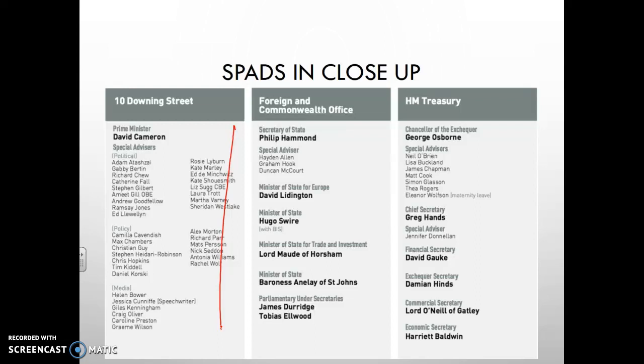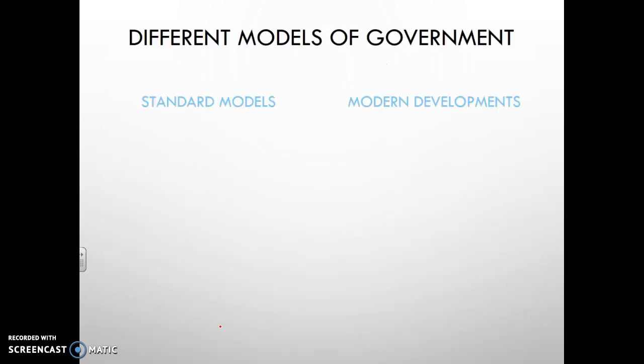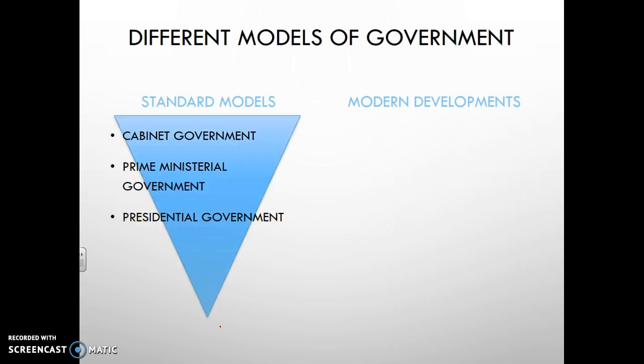And if the PM is making a lot of decisions, then the question is, what actually is Cabinet for? If all of the decisions are being made by the Prime Minister, then what is the point of having Cabinet government? And this is what we're seeing here, the way in which the decision-making process becomes increasingly focused in the Prime Minister. Cabinet government, you're looking at collective decision-making.